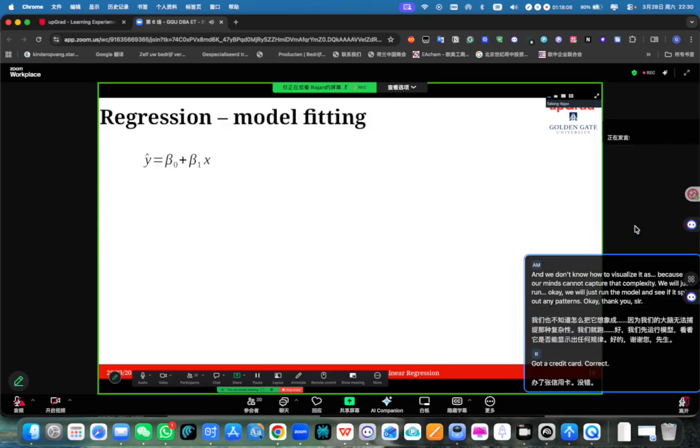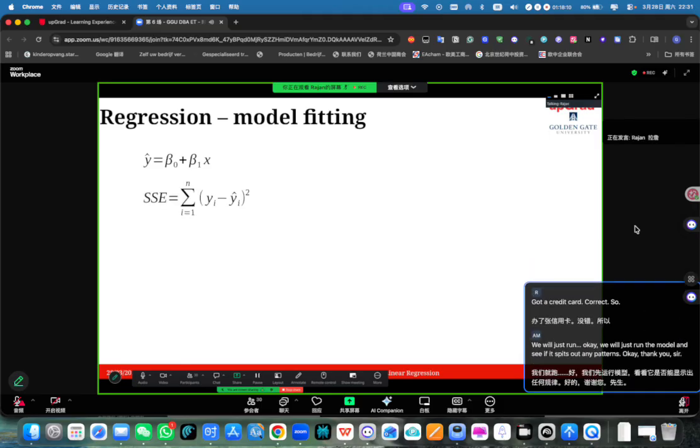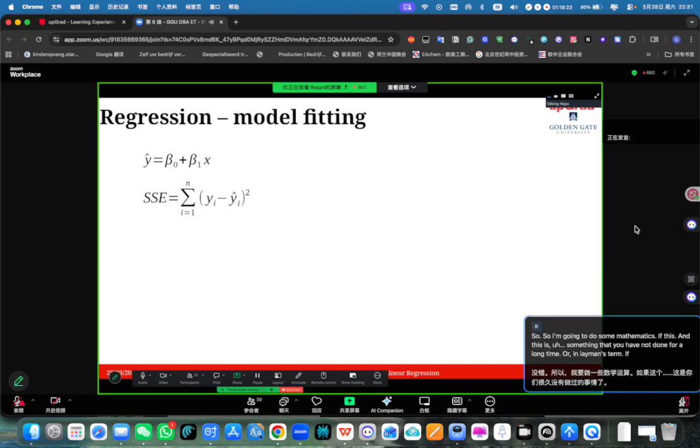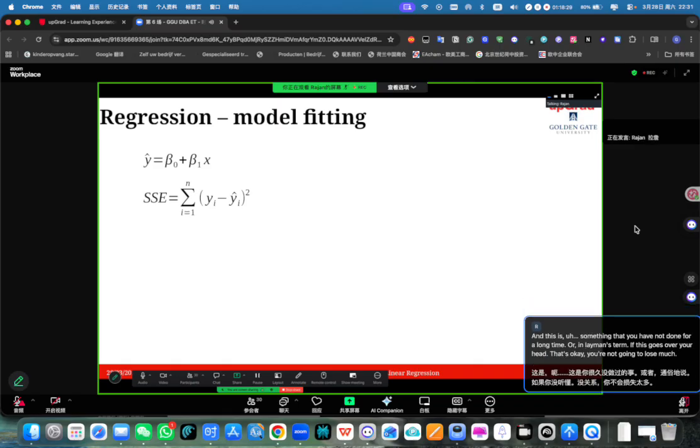So I'm going to do some mathematics. If this is something that you have not done for a long time, or in layman's terms, if this goes over your head, that's okay. You are not going to lose much. But the last few points, I would like you to pay attention to.